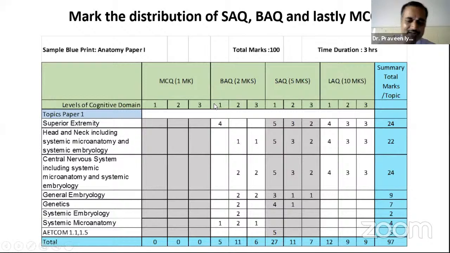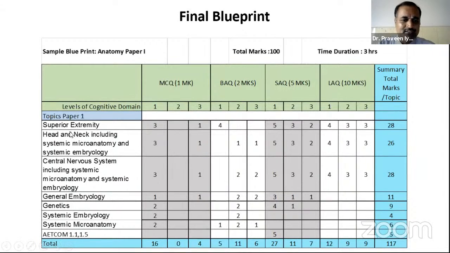And then finally coming to MCQ, we fill in the blanks to get a balance. So we have chosen 4 questions from superior extremity, 4 questions from head neck, 4 questions from neuroanatomy, 2 from general embryology, and 2 each from genetics, systemic embryology, and microanatomy. So that's making a total of 20. So this is how we have chosen as a representation for this particular blueprint.